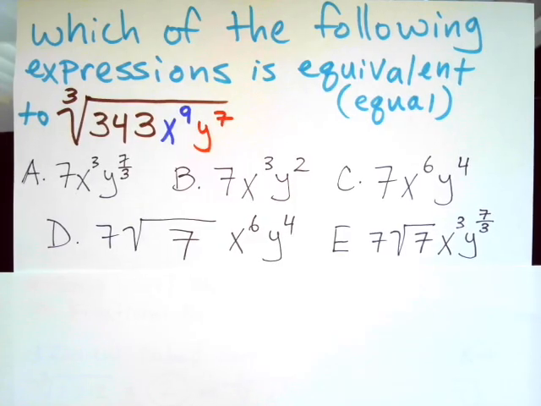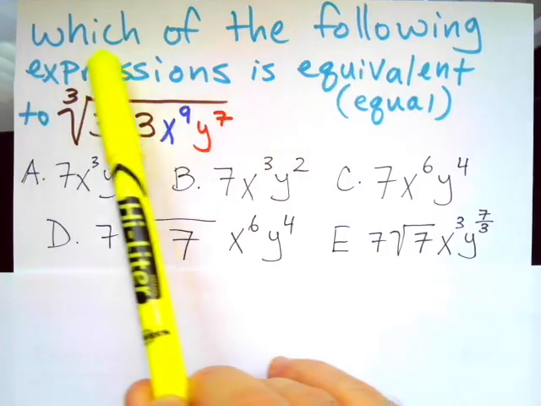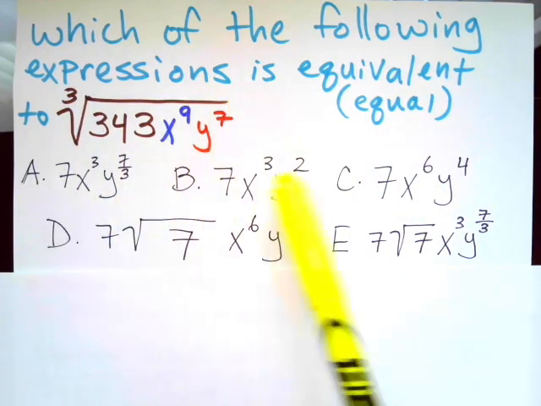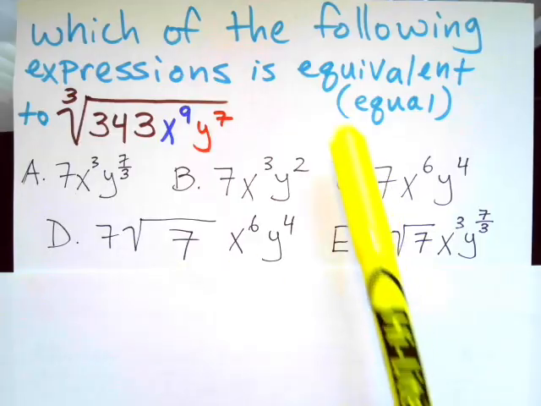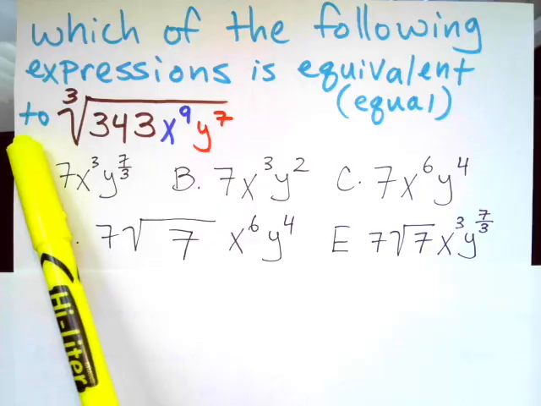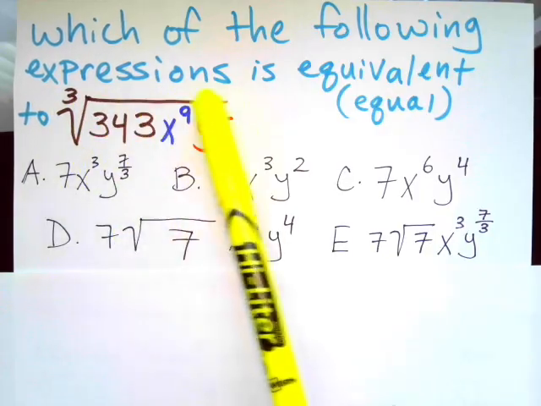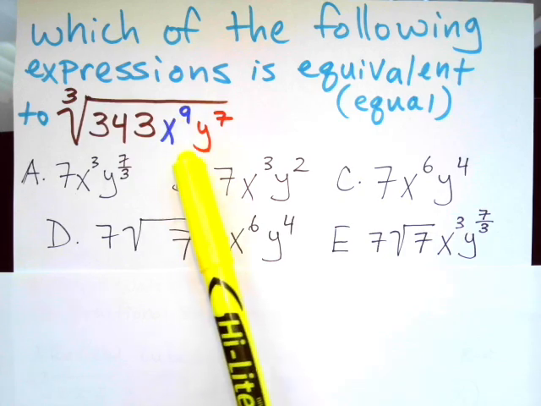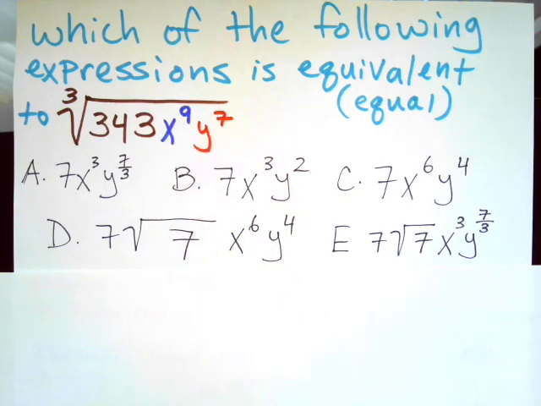I'd like to go over some HiSET test question examples, and I'd like to also give some test taking strategies. So let's just jump right into it. Which of the following expressions, A, B, C, D, and E, is equivalent or equal to the cubed root of 343 times x to the ninth power times y to the seventh power?